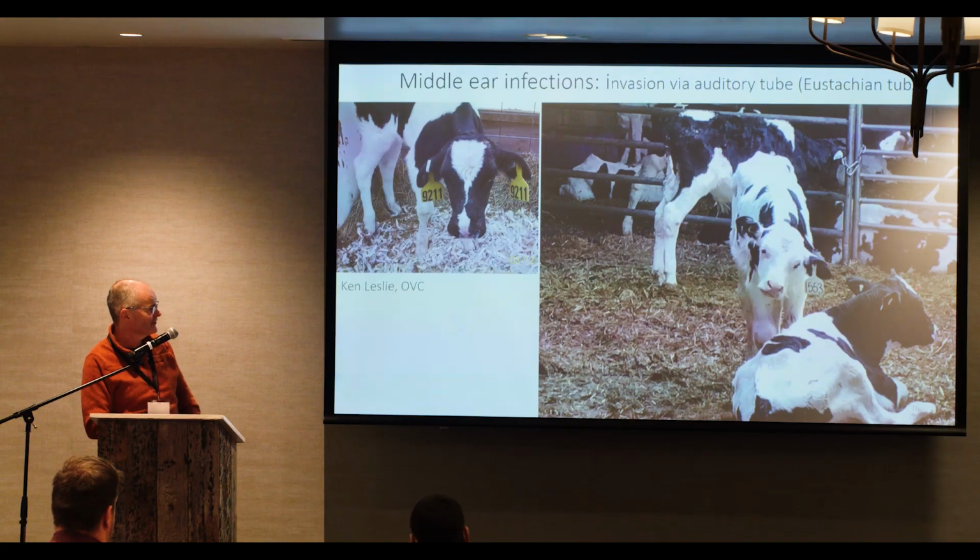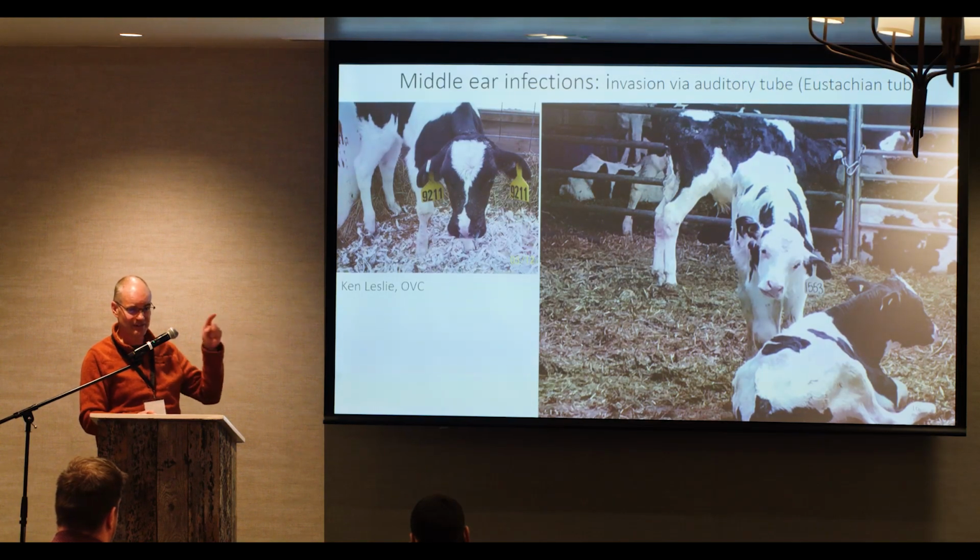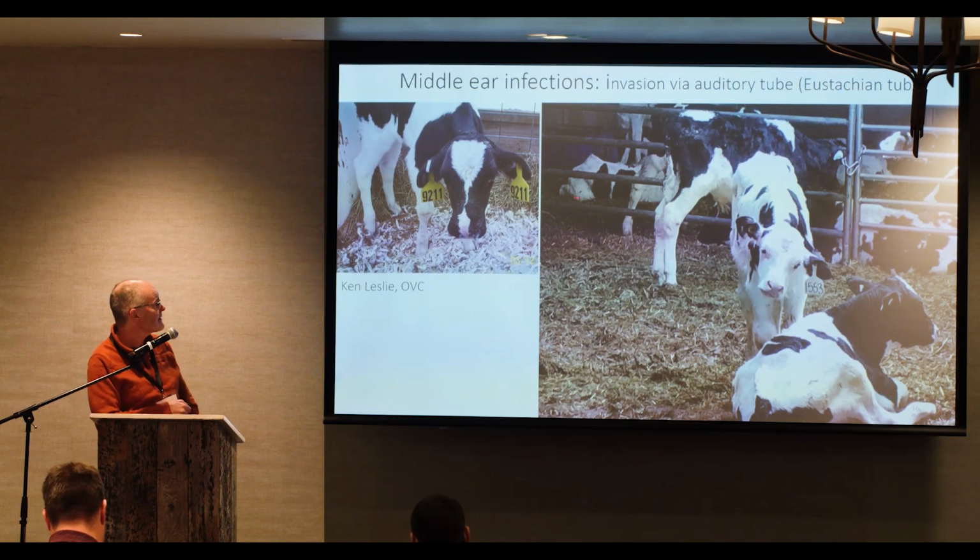This is not because that calf has been chewing on his ears and that the infection has gone down the ear canal into the ear, but instead within the nasal cavity, there's a little tube that goes up to the middle ear, the eustachian tube or the auditory tube. So this would be an intranasal infection in this calf.